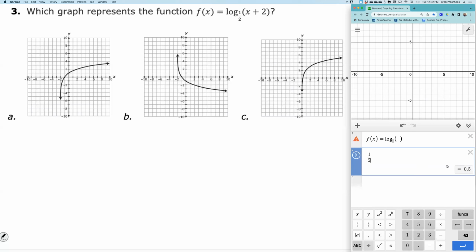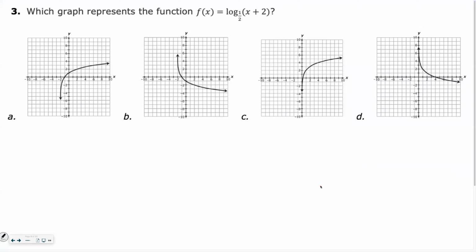What is that as a decimal? 0.5. That's what I'm going to type in here, 0.5. And so when you type it in, which graph would be the correct graph? A, B, C, or D? Answer? B. B. Okay.